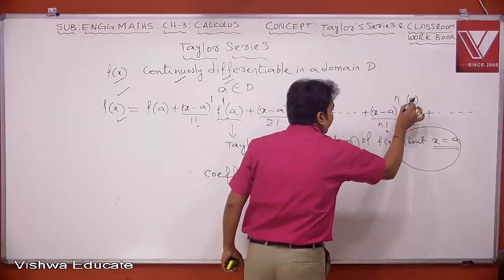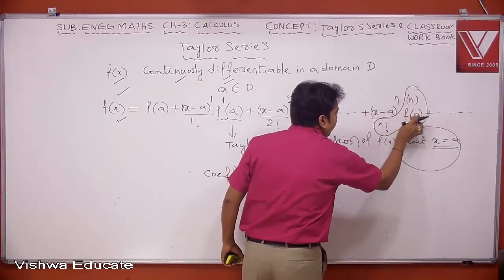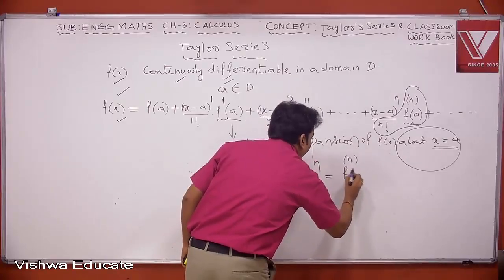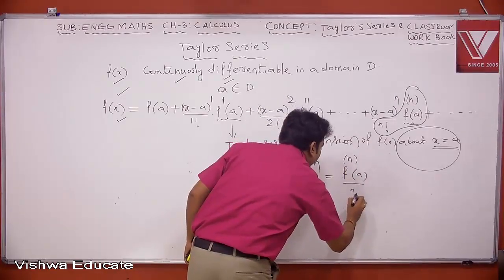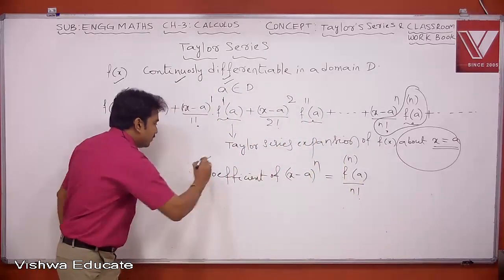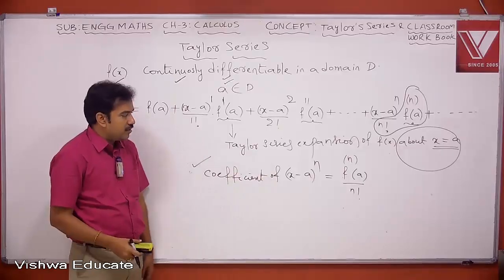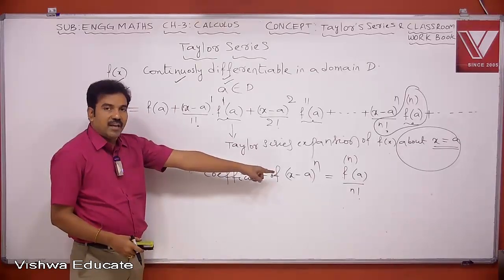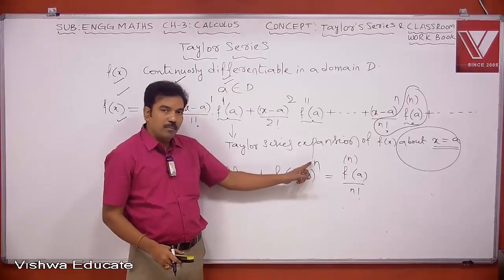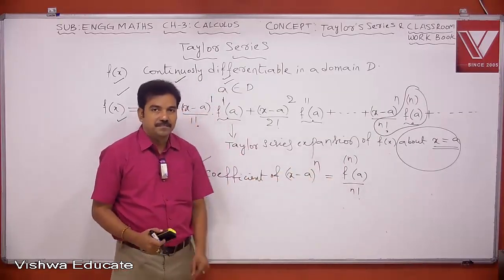So here, what is the coefficient of x minus a whole power n? This term, nth derivative of f at a divided by n factorial. This is f power n of a divided by n factorial. This is one useful fact for us. Note this point. The coefficient of x minus a whole power n is f power n of a divided by n factorial.